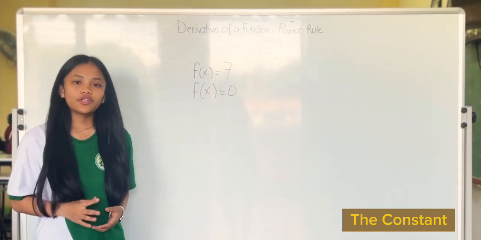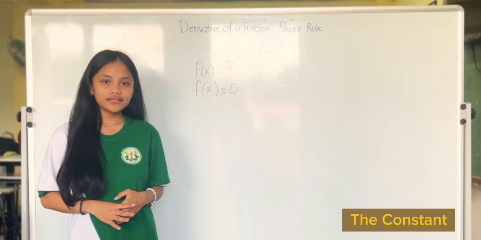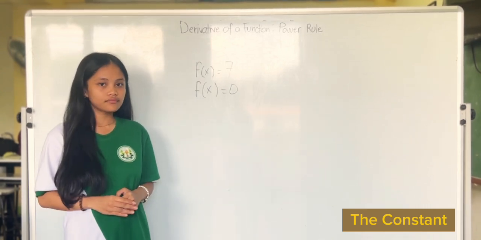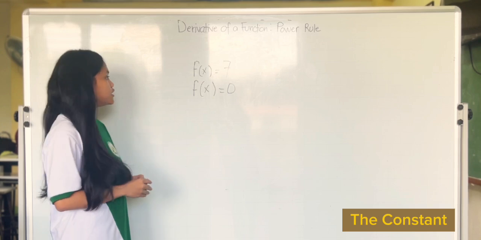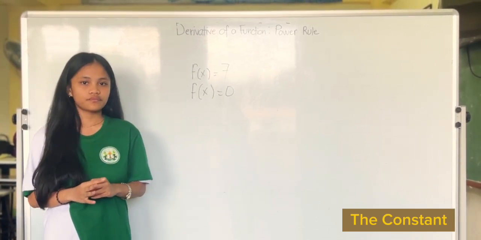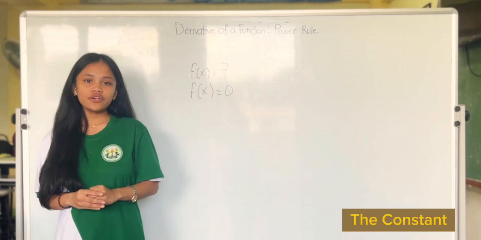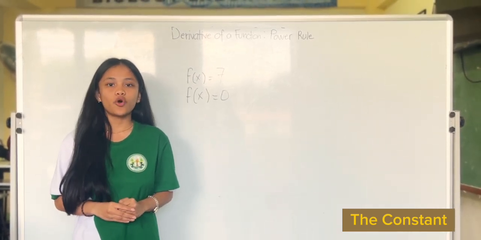Why? Because derivative measures how a function changes, and a constant does not change at all. For example, we have here f of x is equal to 7. The derivative of it is f prime of x is equal to 0. So, whenever you see a constant function, the derivative of it is always 0.